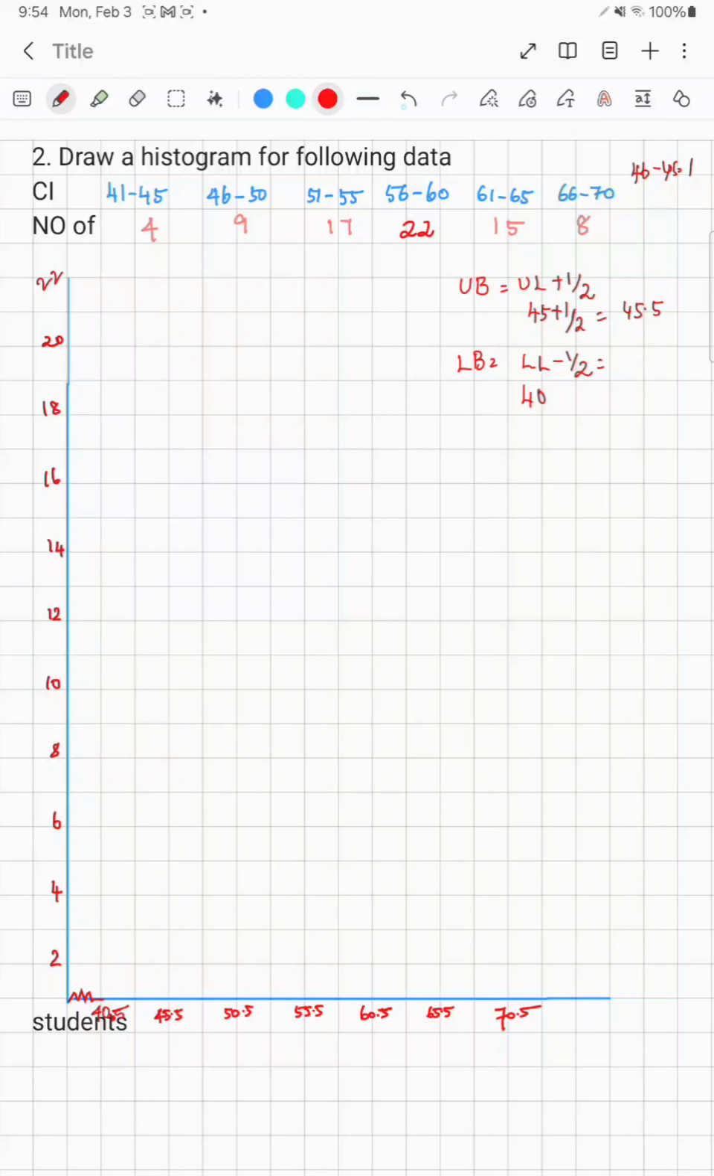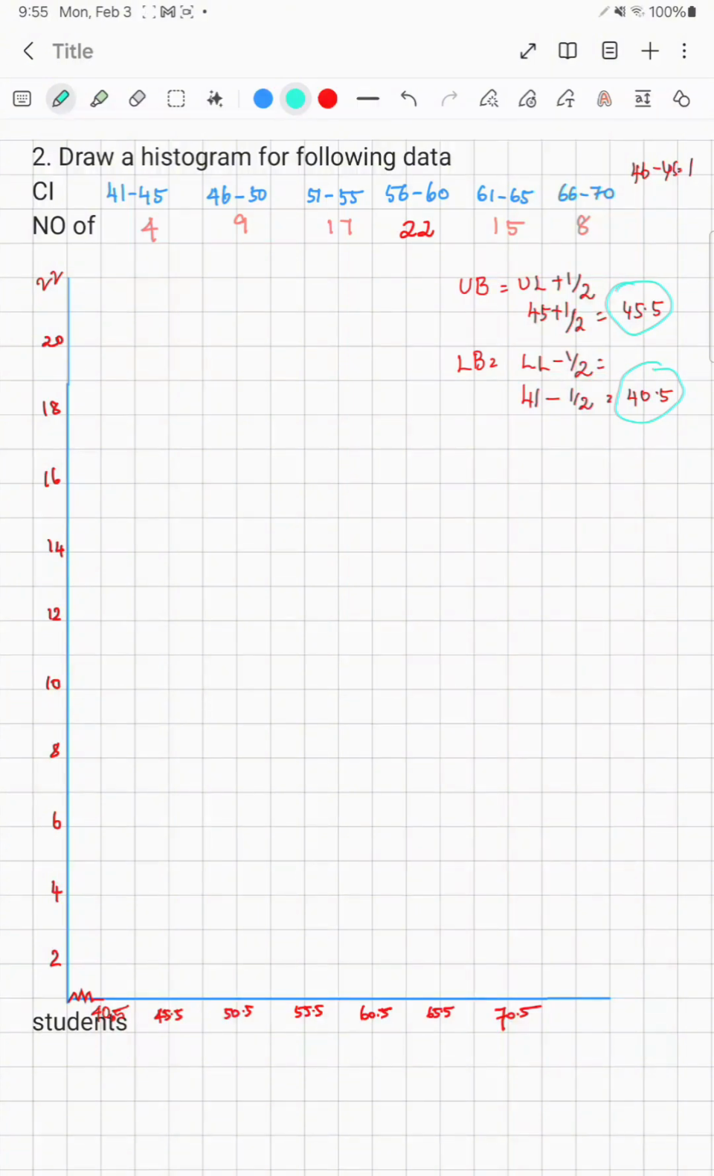So the lower limit is 41, 41 minus half is 40.5. Okay, these are the two things you should remember. This is the lower boundary formula, this is the upper boundary formula. Please take these two into consideration and convert into continuous data, and then we will start drawing the graph.